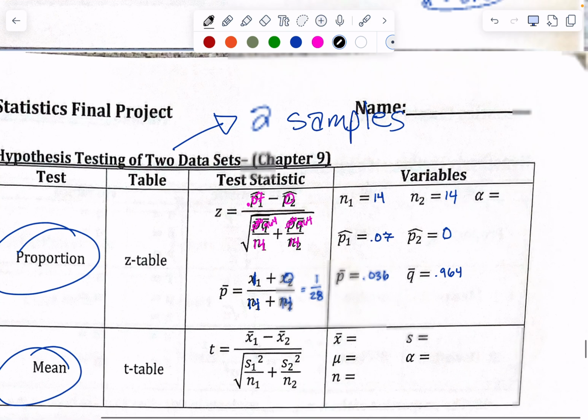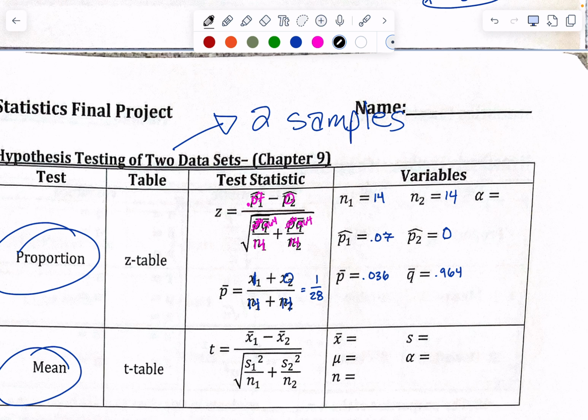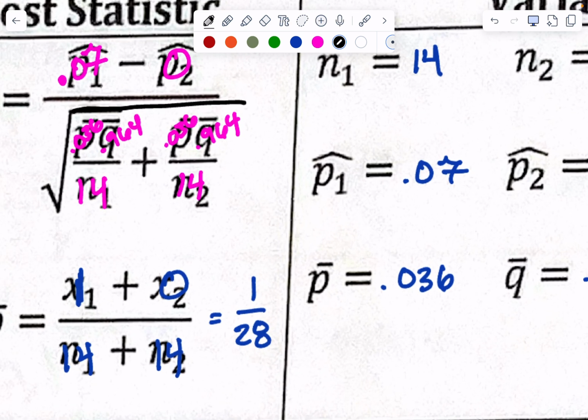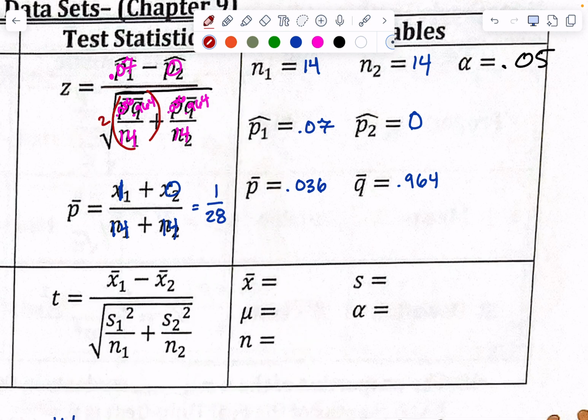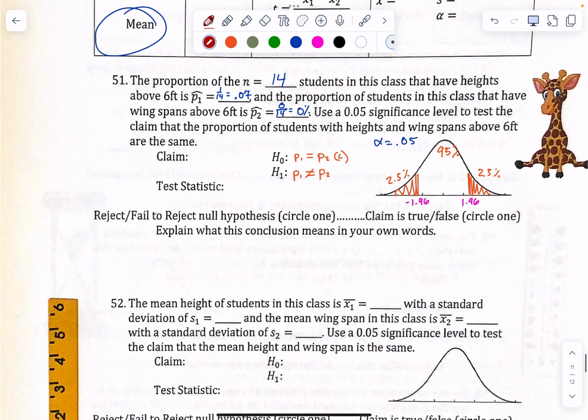What's our alpha value? 0.05. So can we just multiply that bottom number? What did you get when you did that? I forgot about that. Yeah, technically you could take this and multiply it by 2. 1.01. Is that the whole thing, the test statistic?